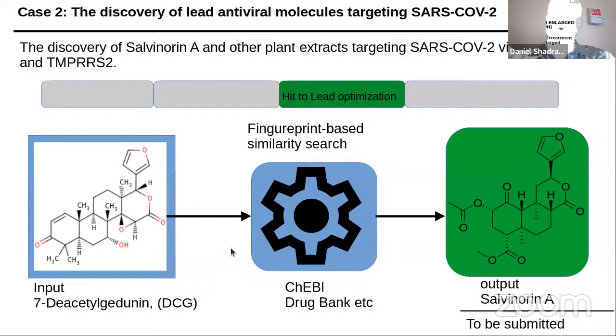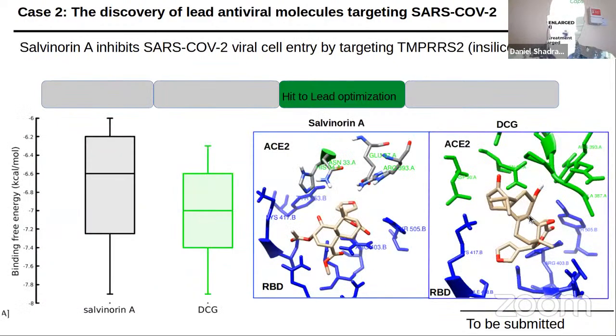So we did this approach from one of the molecules we reported, and we did our optimization process by doing a similarity search in different databases, ChEMBL and DrugBank, and we got salvinorin A. We said that because we want to find a very potent molecule that can go directly to be tested in clinical trials or in clinical observation, we suggested this salvinorin A. So we compared the binding of salvinorin A to TMPRSS2, this is the protein I was talking about before, and also to the ACE2 enzyme.